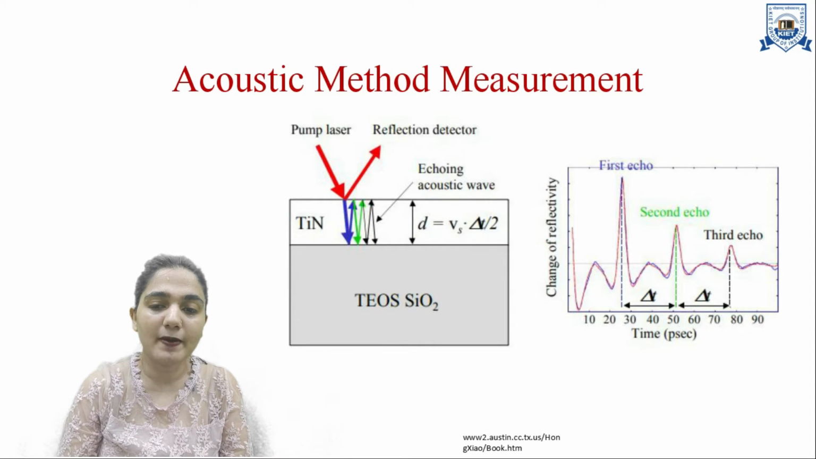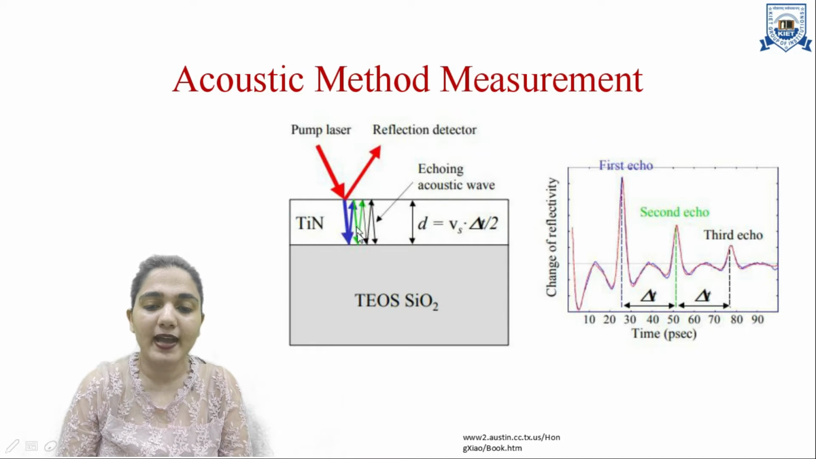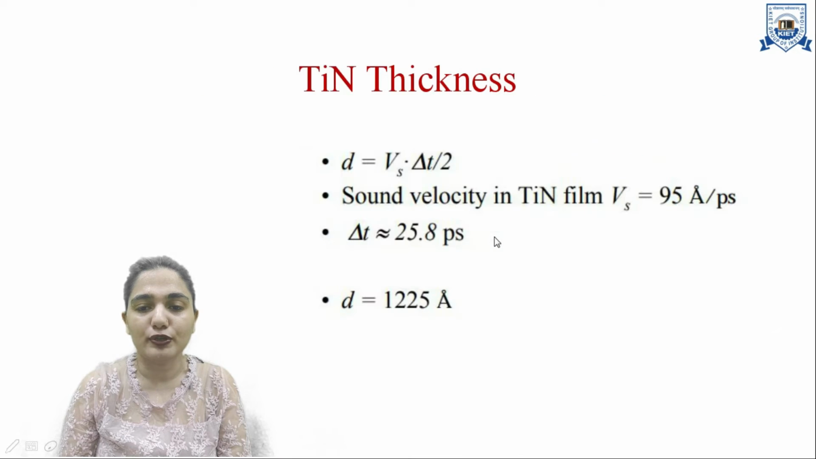So here we have the pump laser. The pump laser will put the laser on the surface, and here we have the reflection detector. Here we will have the echoing acoustic wave. These waves are echoing back and forth. So we will be calculating D with the help of these echoing acoustic waves, and D will be equal to Vs into delta T by 2. I have already told you this.